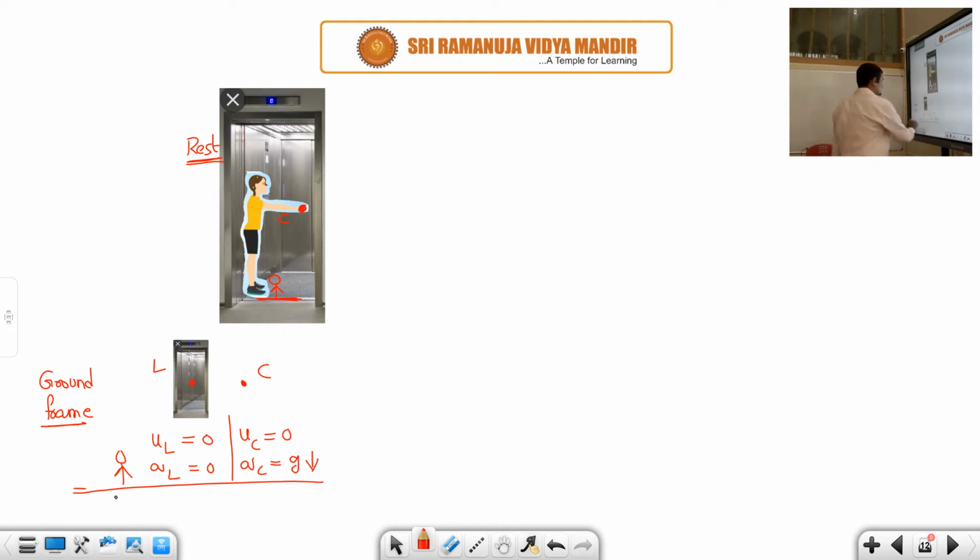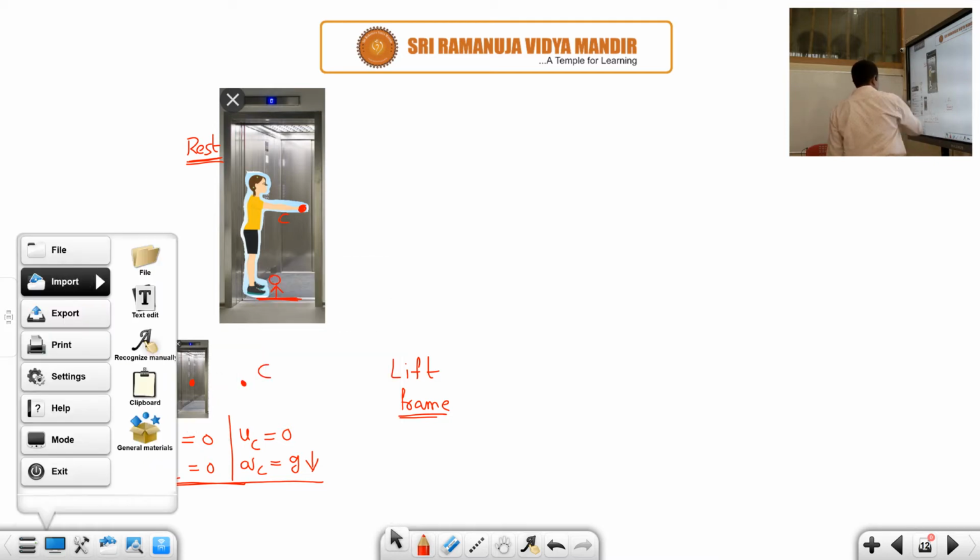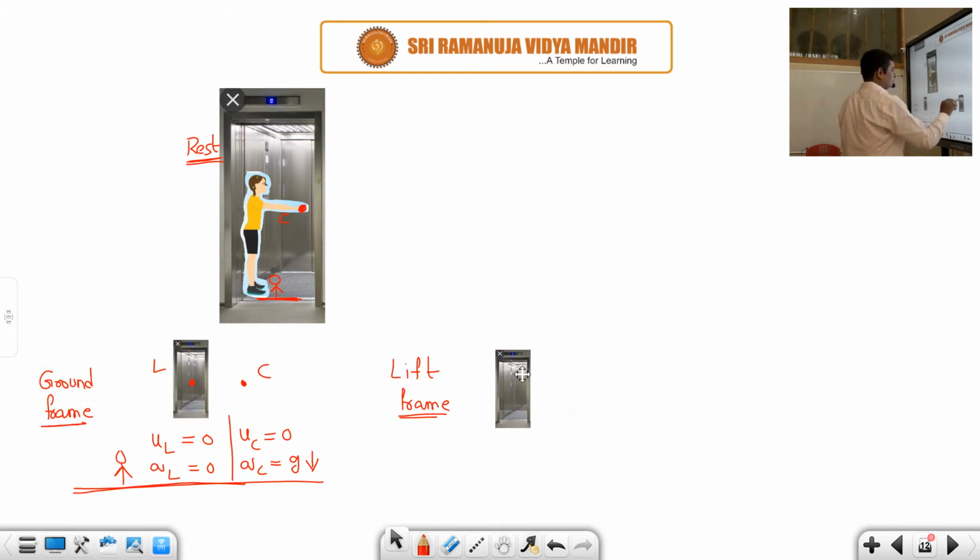If you see from the ground, these are the values. Okay. Now our aim is to find out from the lift frame. Correct or not, students? Now from the lift frame, let us see this case. If you stand on the lift, the lift will be at rest. So this is the lift frame, which means basically you are now standing on the lift.